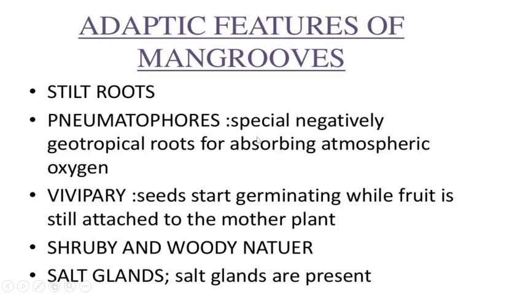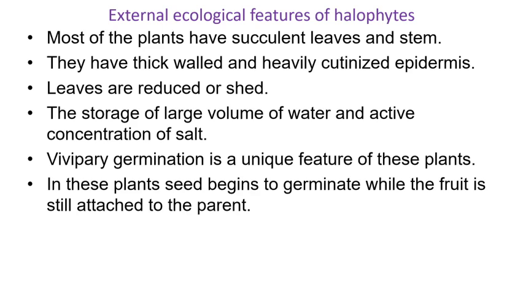Now another adaptation is vivipary. Vivipary means seeds start germination while the fruit is still attached to the mother plant. That means the seed germinates on the parent plant. These plants are mostly shrubby and woody in nature. Salt glands are present in leaves, stem and root system.